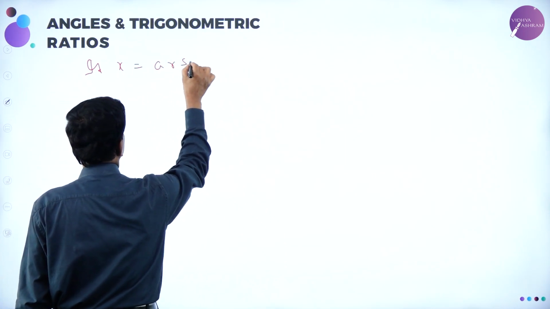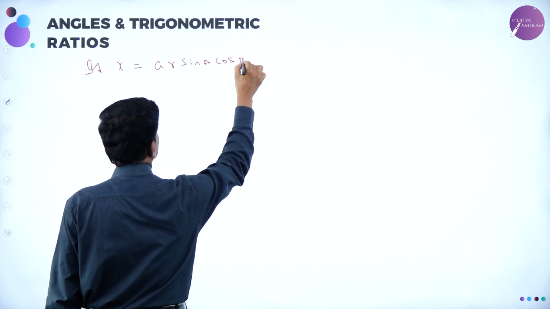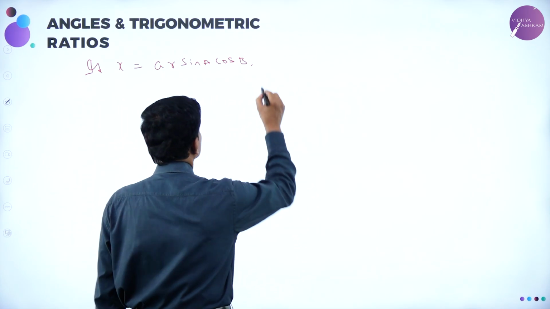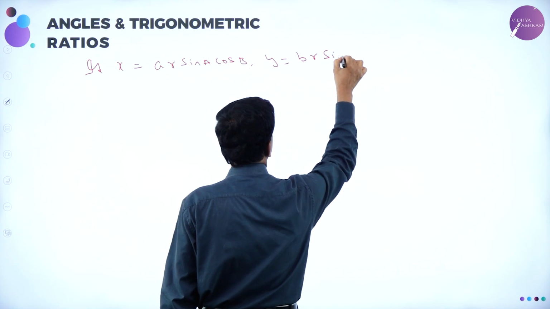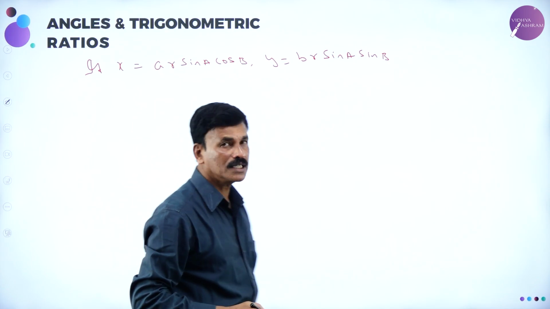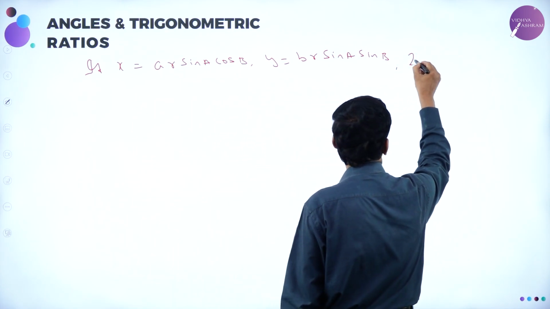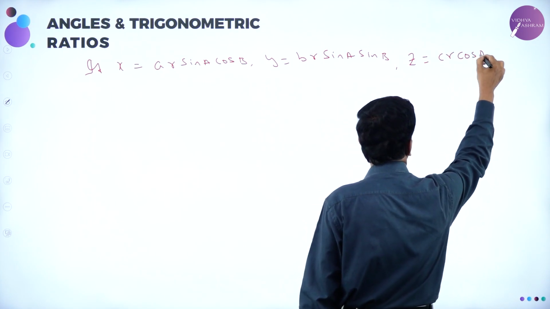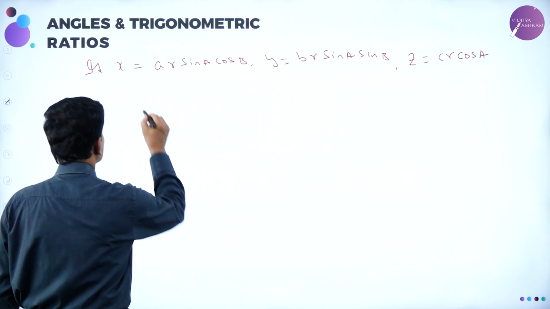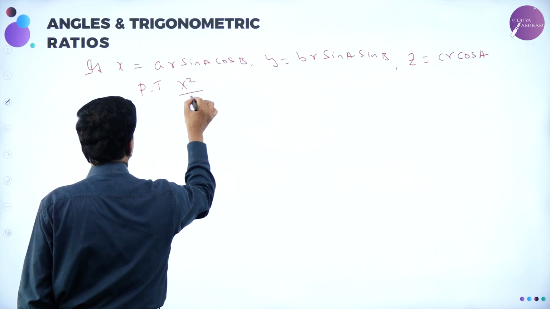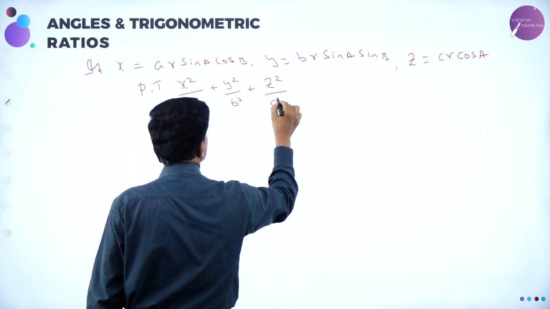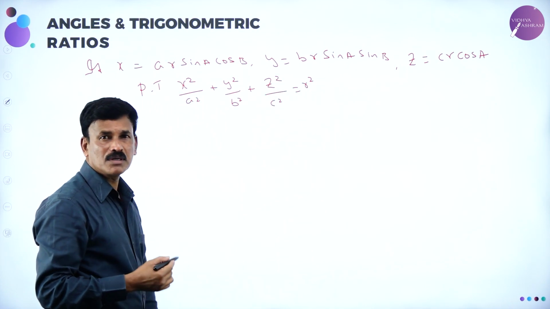Now, if x is equal to a into r sin a cos b, y is equal to b into r sin a sin b, and z is equal to c into r cos a. So, these are the values given, x, y and z. Now, what is to prove? To prove that x square by a square plus y square by b square plus z square by c square is equal to r square. Same as that of the previous problem.